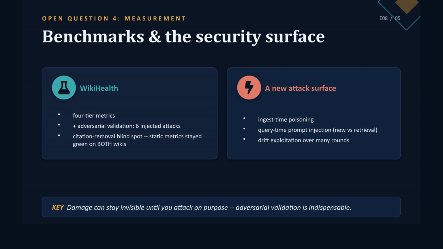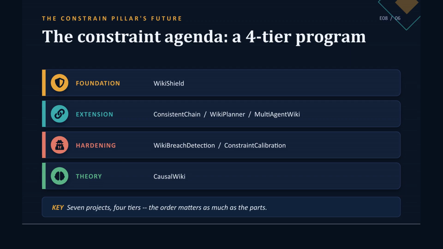And it points straight at security, a surface that plain retrieval never had, poisoning the wiki at ingest time, injecting prompts at query time, and exploiting drift over many rounds. A persistent memory is a persistent target. That covers the empirical questions that span all 4 pillars.